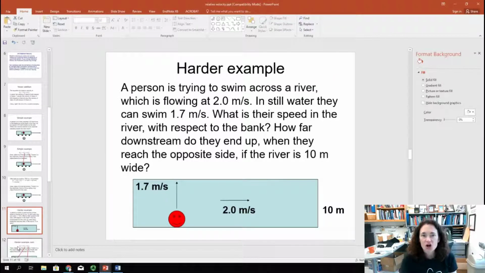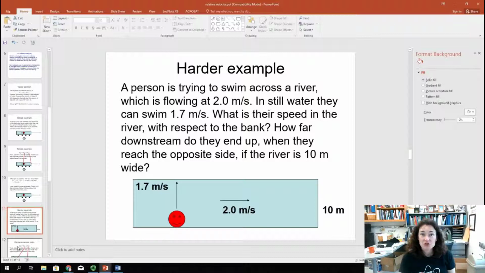Okay, let's do a harder example, and this one we're going to have a two-dimensional kind of thinking going on. So let's read this together. A person is trying to swim across a river which is flowing at 2 meters per second. In still water, they can swim 1.7 meters per second. So what's their speed in the river with respect to the bank? And how far downstream do they end up when they reach the opposite side if the river is 10 meters wide? Okay? So it's a pretty big river there that they're trying to ford.